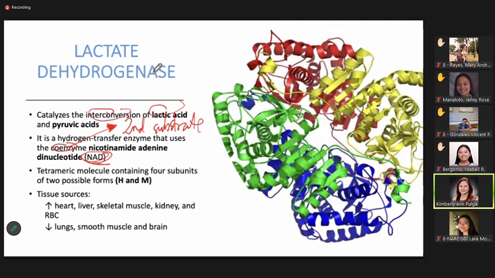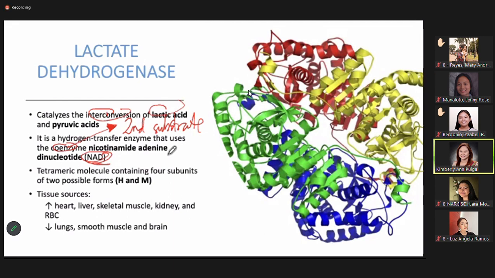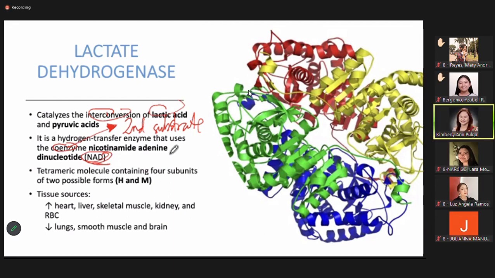At ano yung ginagamit na coenzyme dito? Your nicotinamide adenine dinucleotide. So nasabi ko na to kanina, di ba? This is one example of your coenzyme. What is the other one? Your nicotinamide adenine dinucleotide phosphate, your NADP. Okay? So in your lactate dehydrogenase, gumagamit tayo ng coenzyme here, your NAD.